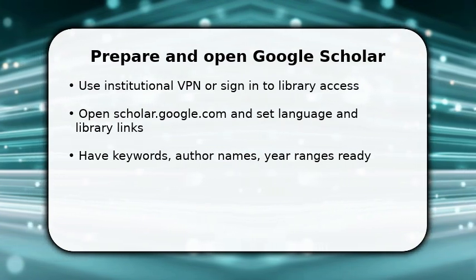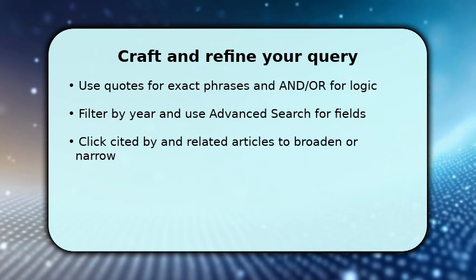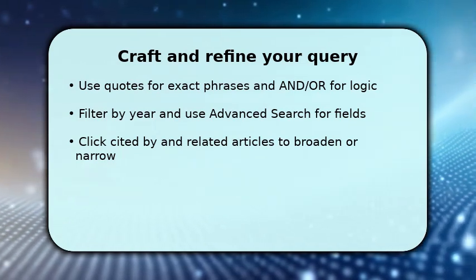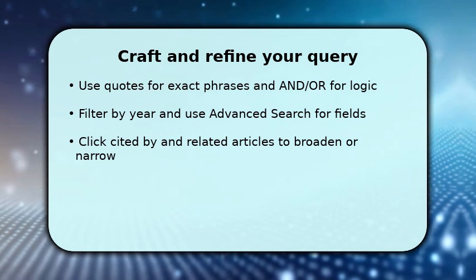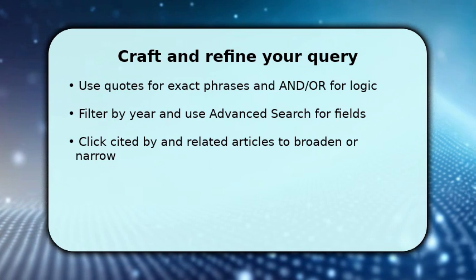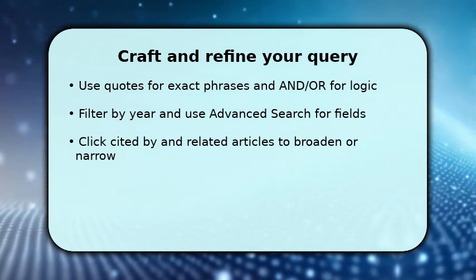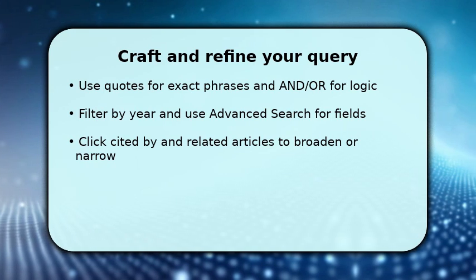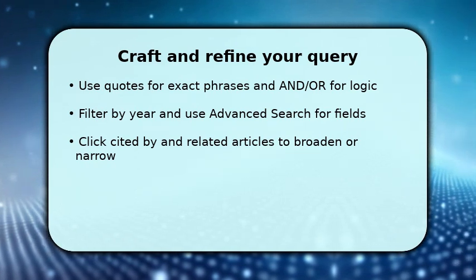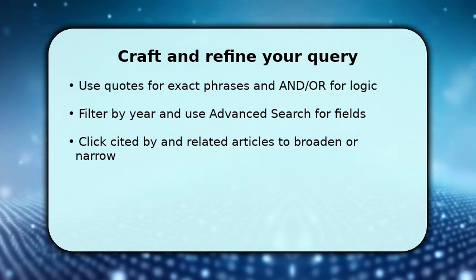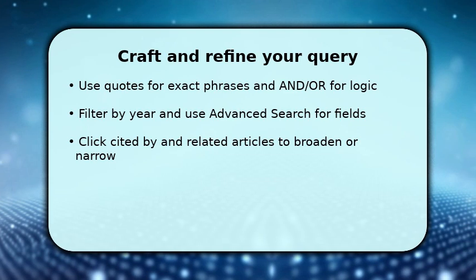Type a precise query using quotes for exact phrases and use OR between synonyms. Include author last name to target authors. After the initial search, apply the year filter or open advanced search to constrain title, author, or publication. Scan the results for high-relevance snippets and click the star to save. Once you identify a promising paper, use Cited By to follow influence and Related Articles to find similar work.